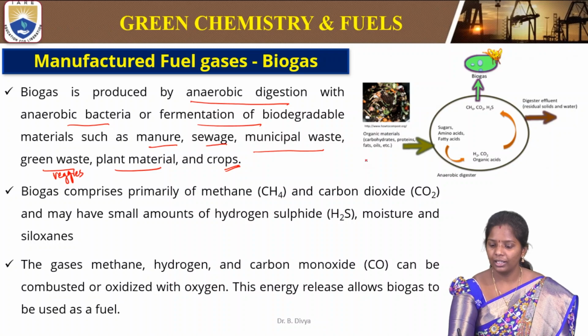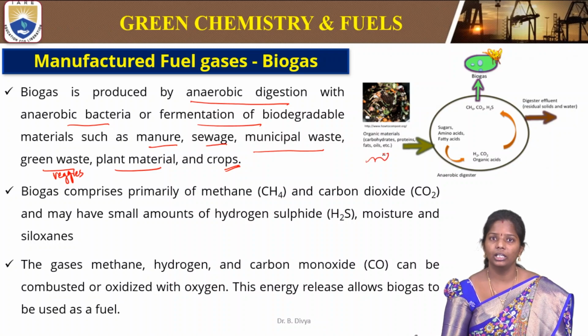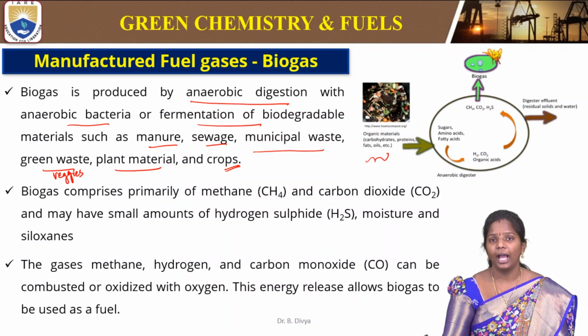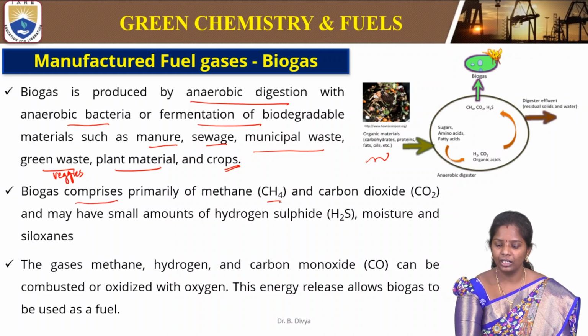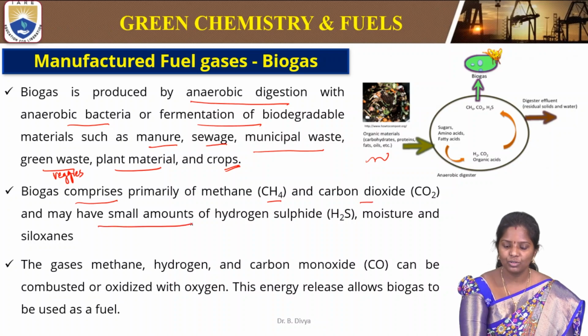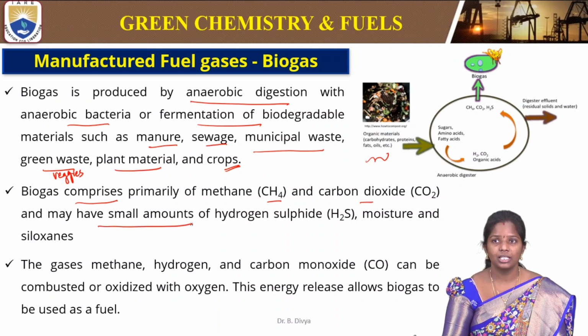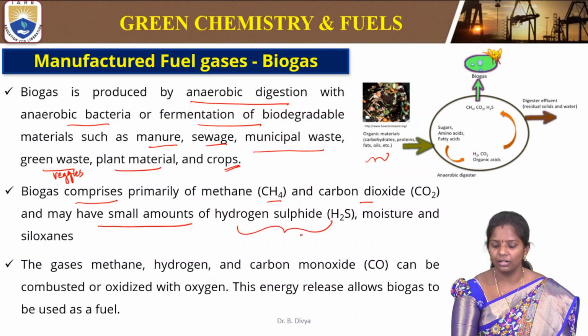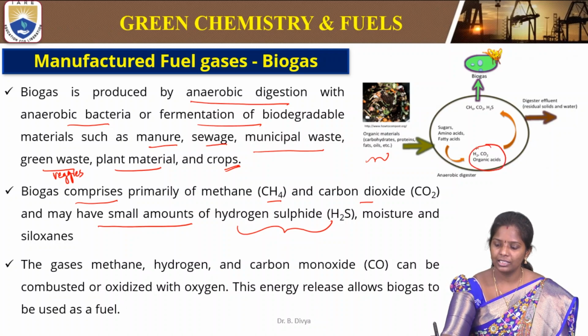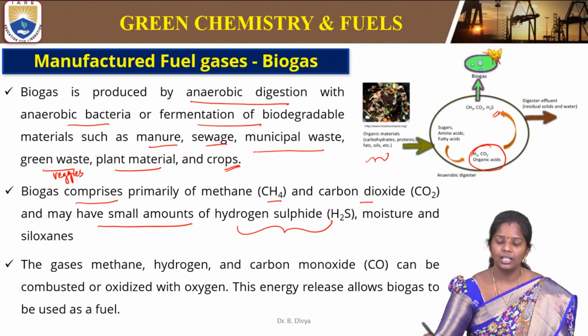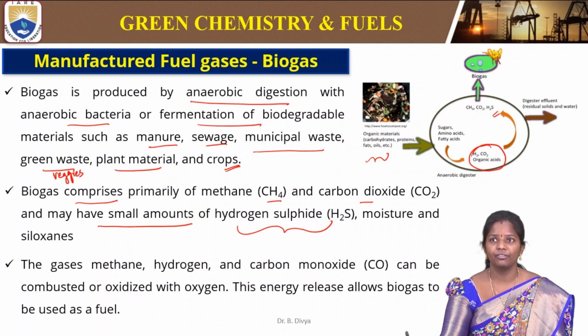So these organic materials are mixed in a container for anaerobic digestion. Biogas comprises primarily methane and carbon dioxide and may have small amounts of hydrogen sulfide. Why is this hydrogen sulfide coming? Because there is a production of organic acids also from the plant and animal matter. So these will convert into sulfides, which come from the different components that are present.